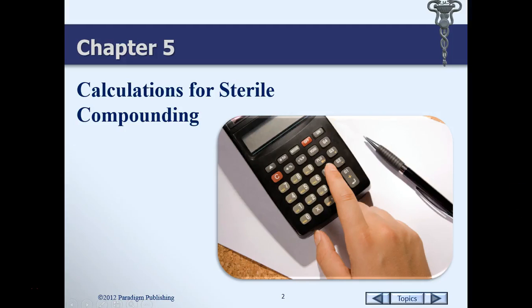Next, we're going to talk about Chapter 5, Calculations for Sterile Compounding. So we've already done the pre-course assessment review where we've gone over calculations and the different primary types of doing calculations, whether it be ratio proportion, dimensional analysis. So this chapter is going to review those concepts as well.